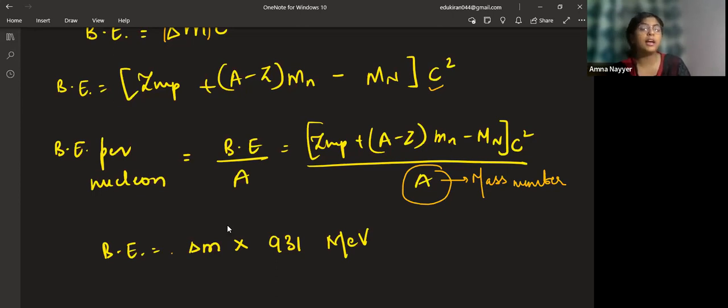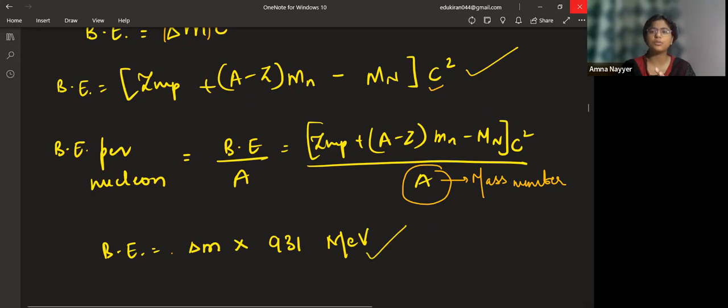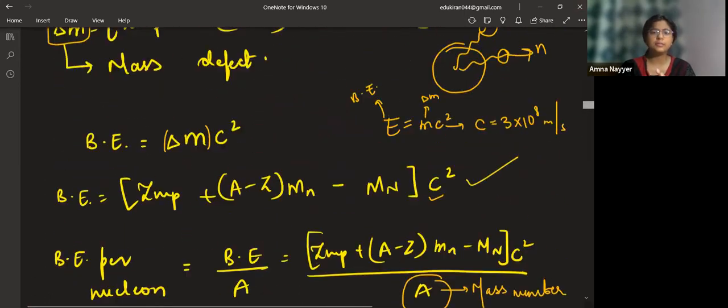Now, one more thing: if binding energy per nucleon is mentioned, then divide by the mass number, because one nucleon is being talked about. Per nucleon means per proton or neutron. So you divide this entire term by the mass number if it is asked. Otherwise, for binding energy, this is not necessary. Binding energy is calculated using this, and that is enough.